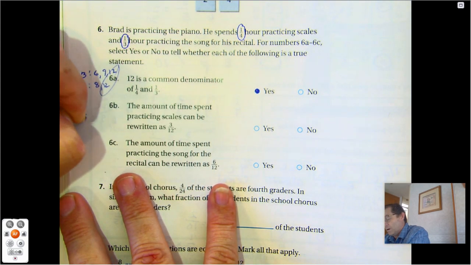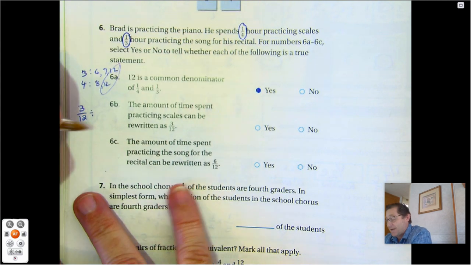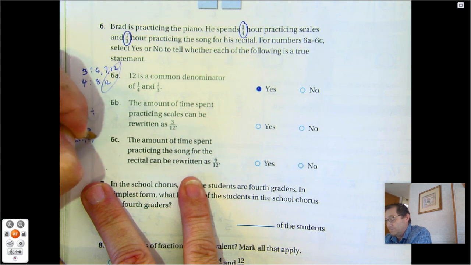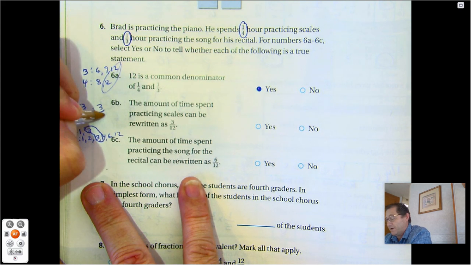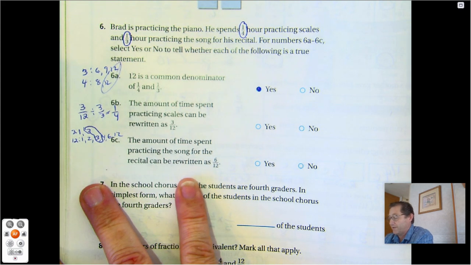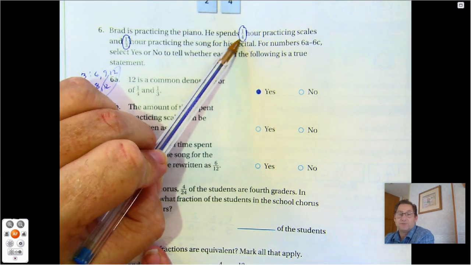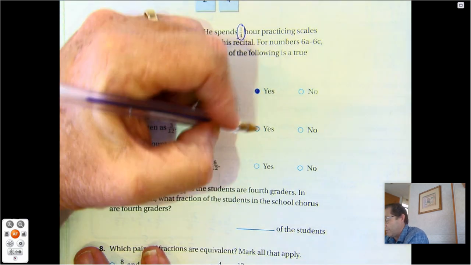Well, what's a common factor for 3 and 12? 3. Okay, so I can divide both of them by 3. I would get 1/4. So practicing scales is 1/4. It can be written as 3/12 by multiplying by 3.